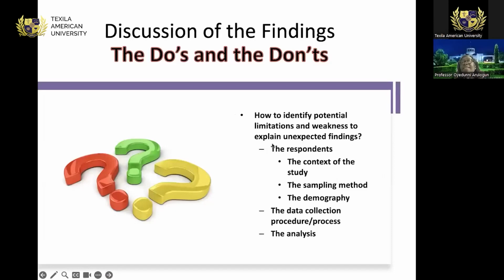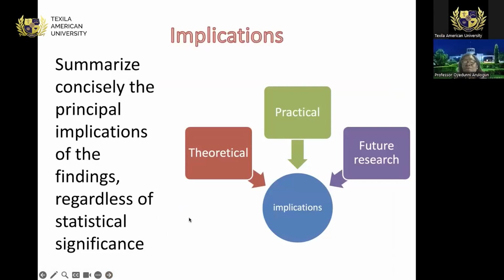Also, you need to identify potential limitations and weaknesses that help explain unexpected findings. It may be in the sampling, it may be in the demography of the respondents. It may be a limitation in the data collection process or the analysis. It's important to be as factual as one can be. And then when you have done all of that, you need to talk about the implications of your findings, and you need to summarize this.